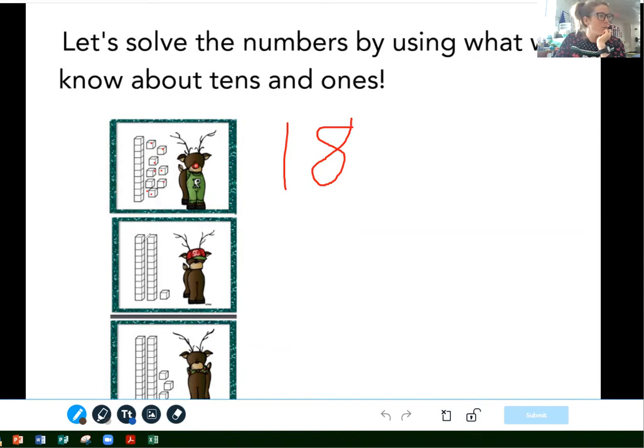How many 10s? 1, 2. 2 10s. How many ones? 1. The number is 21. Let's do the last one. How many 10s? 2. How many ones? 1, 2, 3. The number is 23.